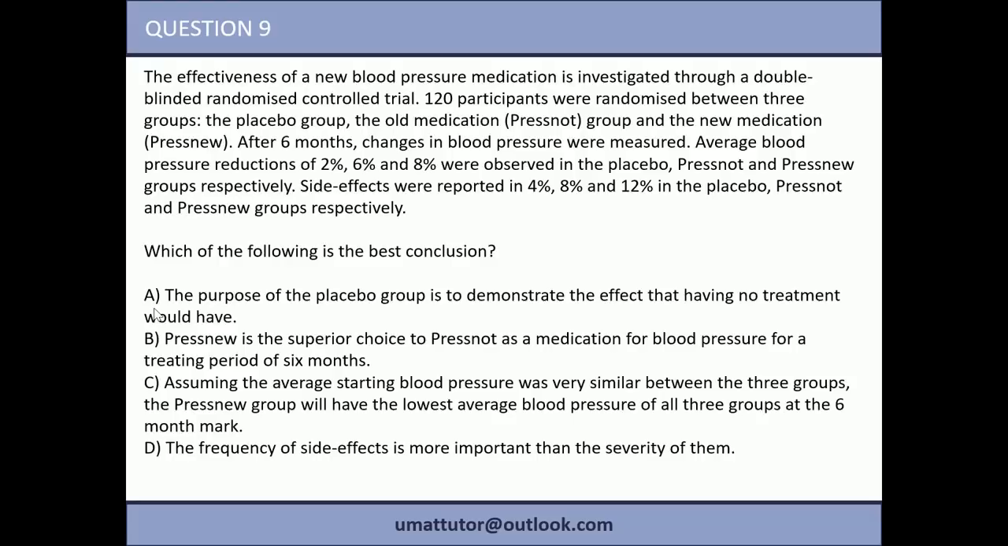With B, Presnu is the superior choice to Presnod as a medication for blood pressure over 6 months. There's quite a lot to like about this answer, because obviously Presnu had the better reduction in blood pressure, and it does specify blood pressure in the answer, and it mentions 6 months, which is the end point in terms of time mentioned in the passage. The problem I have here is that the wording of superior choice is very vague and subjective.